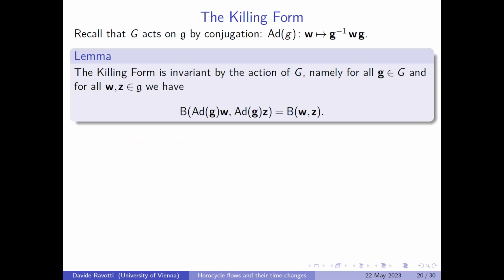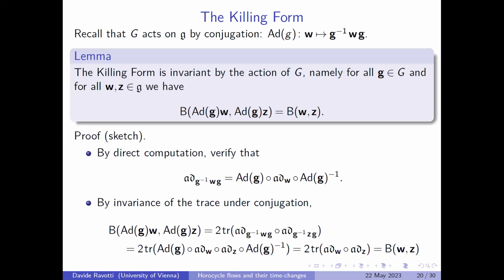So if you take two elements in your Lie algebra, W and Z, and you compute the Killing form B of W and Z, this is the same as if you were computing the Killing form of G inverse W G and of G inverse Z G. I put a sketch of the proof, but it's computation. I will put the slides online so you can check, but it's some computation that tells you that this bilinear form is invariant by conjugation by elements of G.